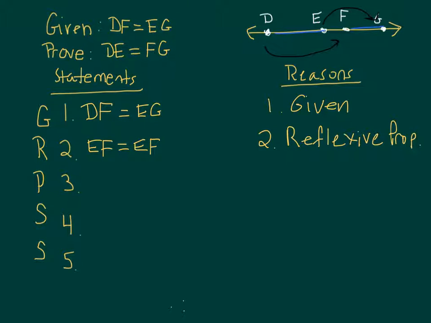Next step we have is partition. Partition says a whole is equal to the sum of its parts. In this case, a whole segment is equal to 2 segments being added up. What whole are we talking about? Well, we're going to be talking about DF and EG. DF, let's talk about what that's made of. DF is made of, look at the 2 segments that make it up, DE plus EF. The next segment is going to be EG. EG is made of EF plus FG.